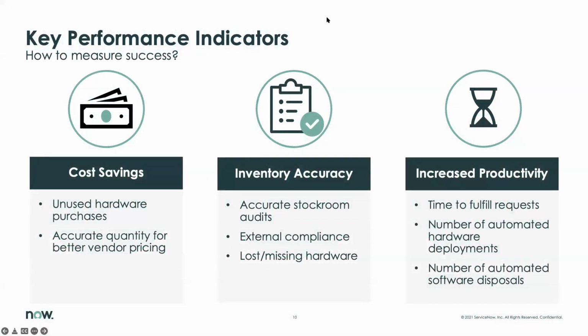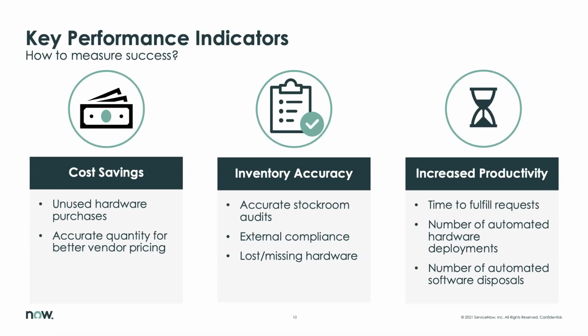So what are some key performance indicators when we're implementing hardware asset management, right? How do we measure success, whether it's for ourselves or for anybody who may be asking? Taking a look at cost savings, there can be a dollar amount tied to unused hardware purchases, or rather after HAM implementation, decreasing the amount of unused hardware purchases, as well as accurate quantity for better vendor pricing, right?